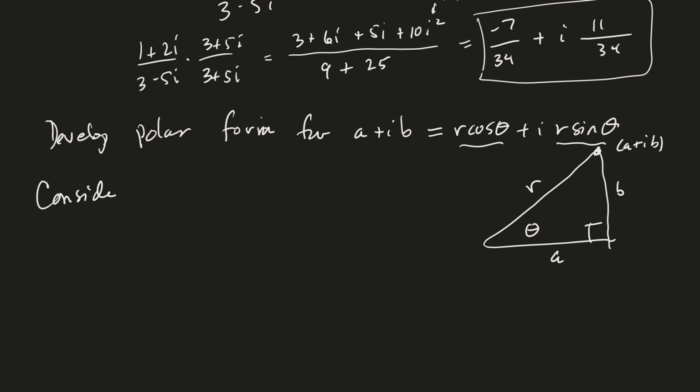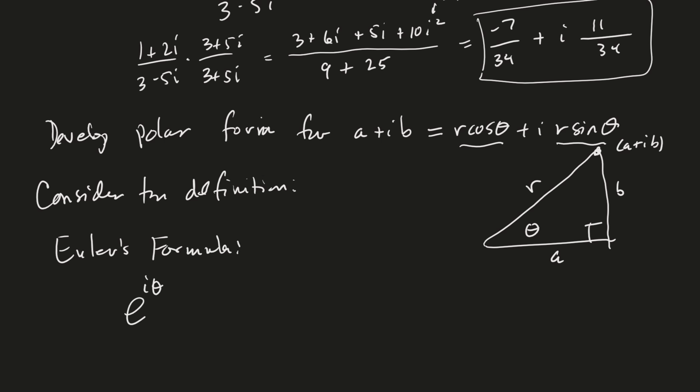All right. So now take a look at a definition. Consider the definition below. And this is Euler's formula. Euler's formula says that e to the i theta, so this is the complex exponential, right? This is not the real exponential function, which is just the normal real exponential function. So this is just defining the complex exponential function. It is defined to be the complex number cosine theta plus i sine theta.